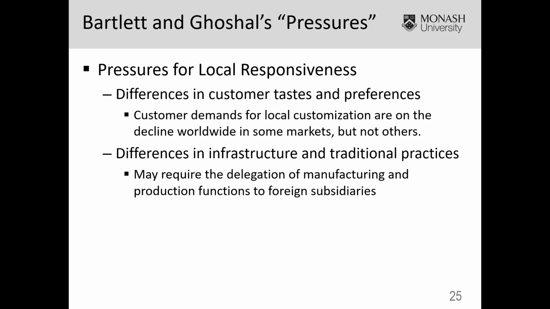The pressure for local responsiveness is about responding to differences in local markets. The difference between, say, the Thai market and the UAE market, the United Arab Emirates market, the differences between China and Australia, where customer demands require particular local customization. In those cases, there's pressure for local responsiveness. It may come just from customer demands, but it may also come from differences in infrastructure and traditional practices.